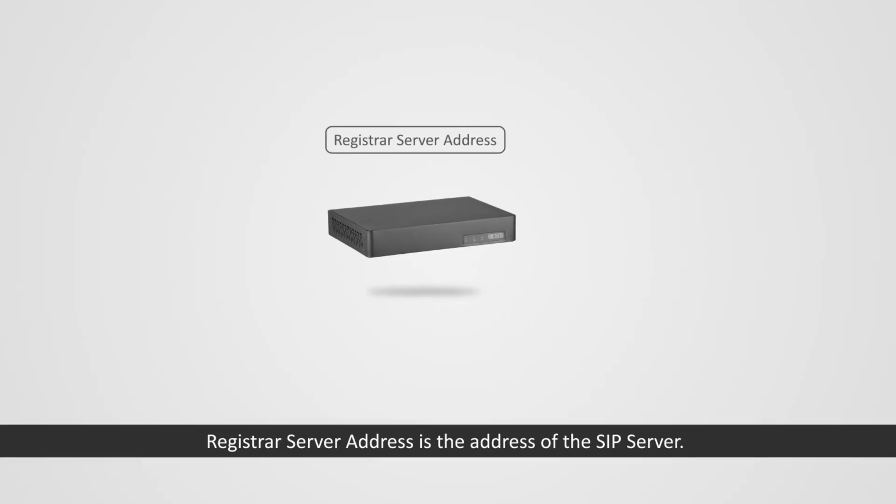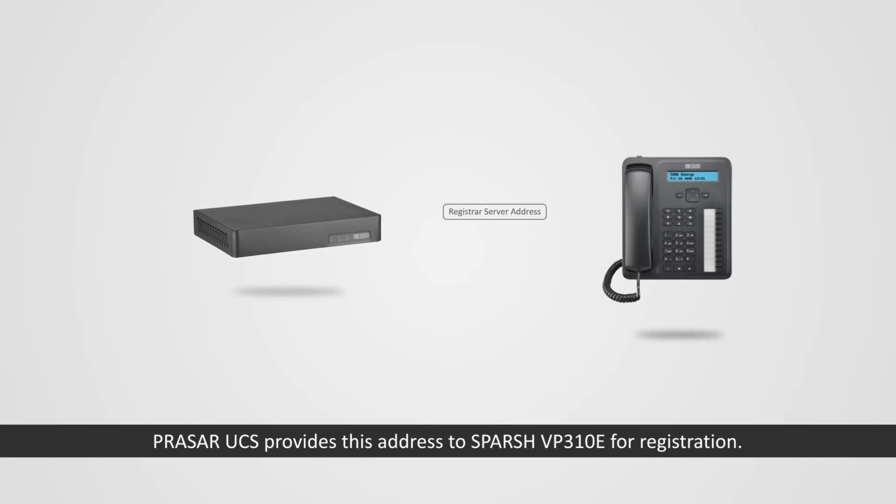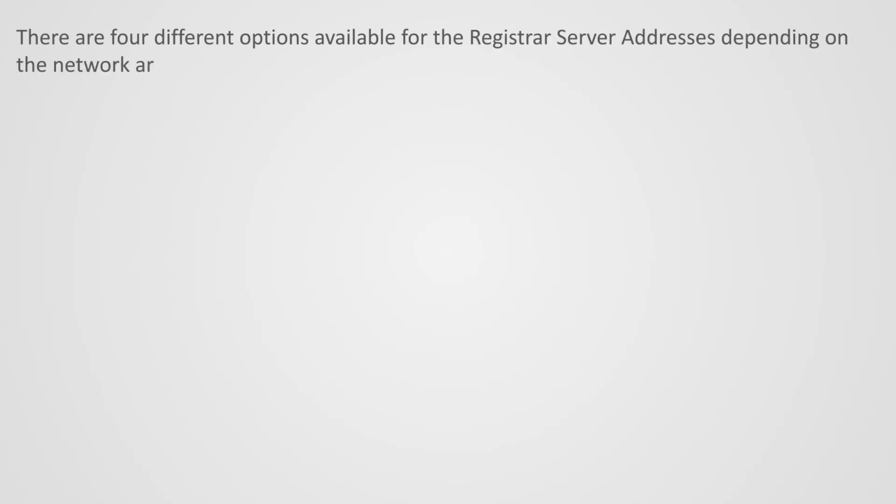Registrar server address is the address of the SIP server. PRASAR UCS provides this address to SPARSH VP310E for registration. There are 4 different options available for registrar server addresses depending on the network architecture.